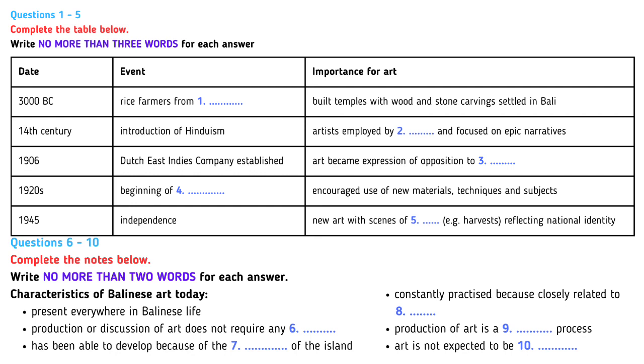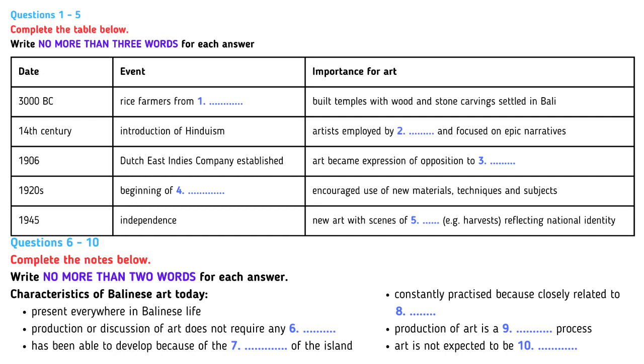This was an important period in the artistic development of the island, when sculptors, poets, priests and painters worked together in the service of the ruling families. Rather than painting everyday scenes, artists concentrated on narrative paintings illustrating the epic stories of Hinduism.